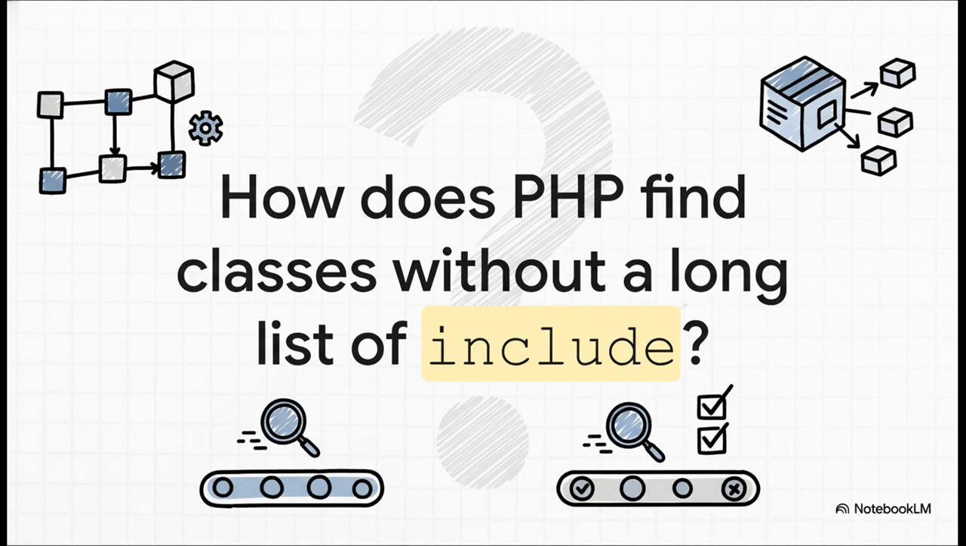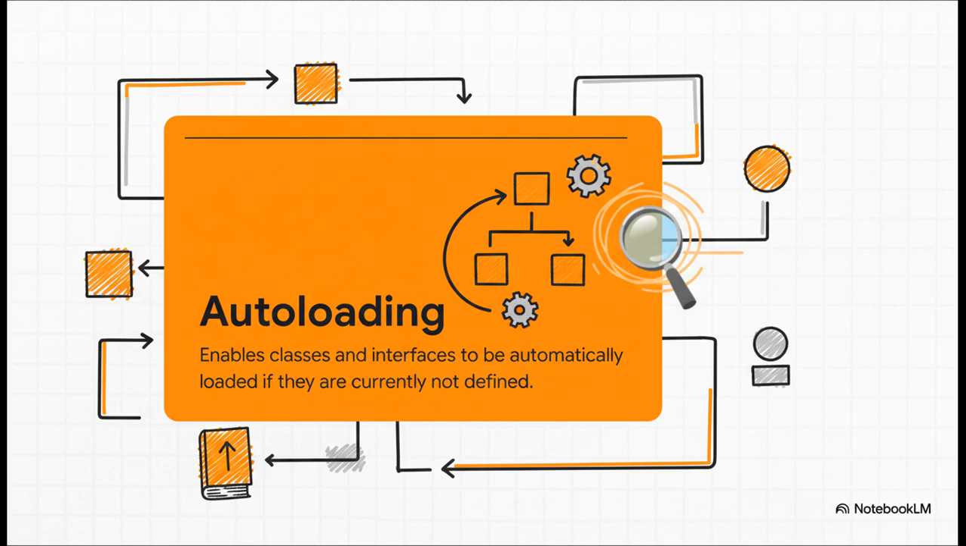This brings up a really important question. Back in the old days, you'd have this giant block of require once statements at the top of every single file. How do modern apps avoid that? How does PHP just magically know where to find the class you want to use? The magic trick is called Autoloading.